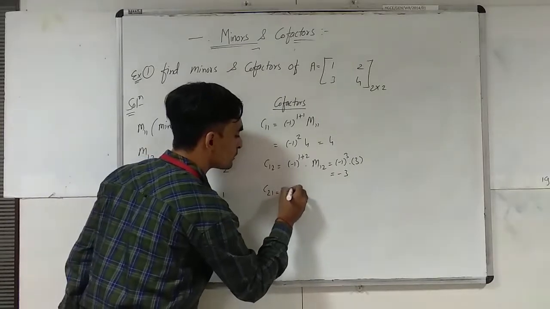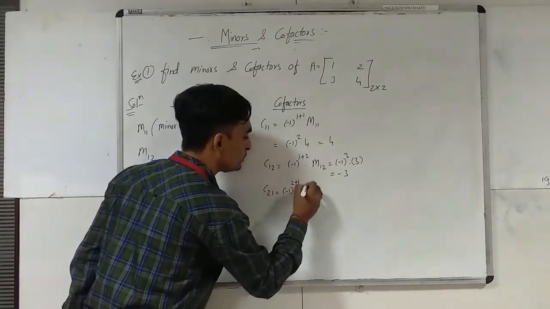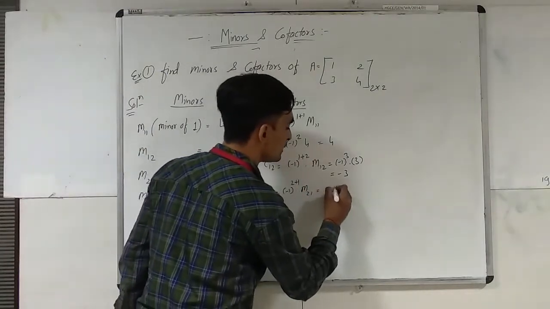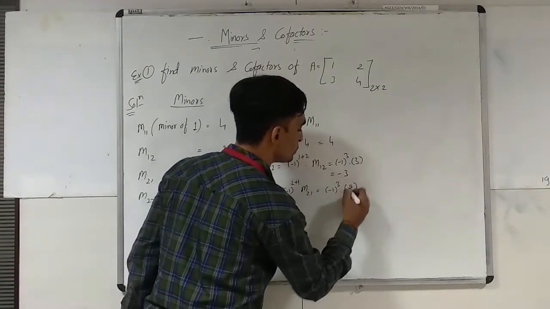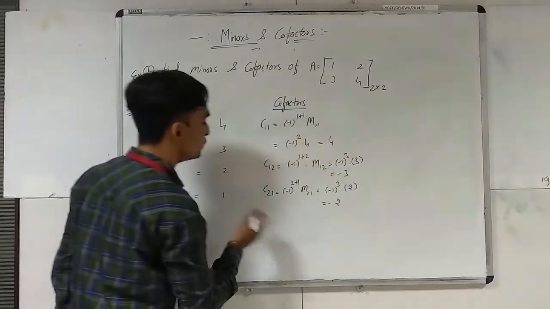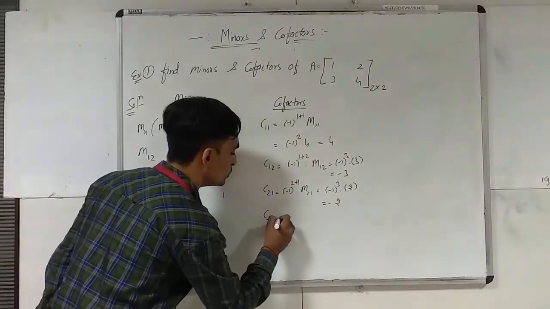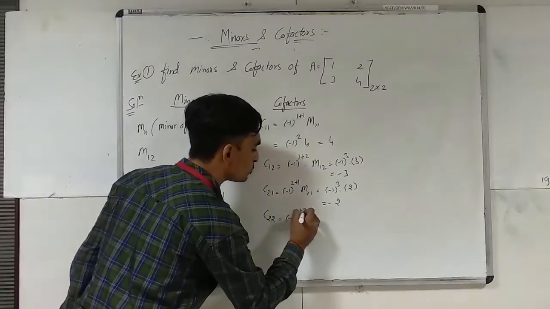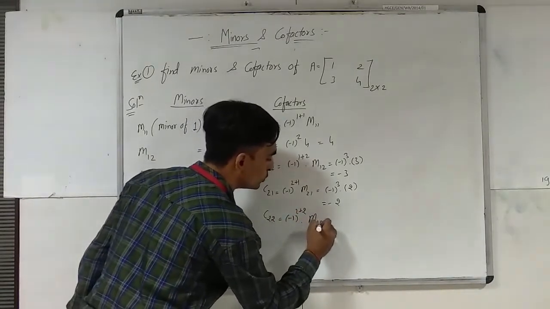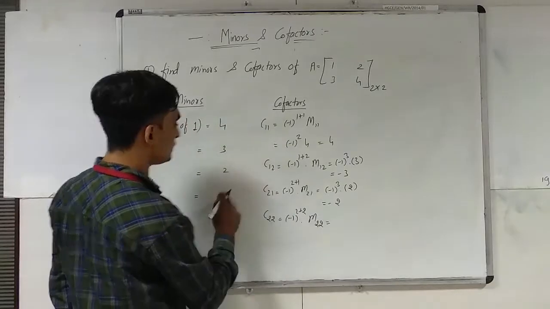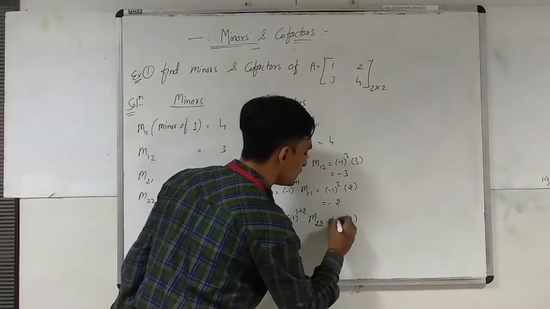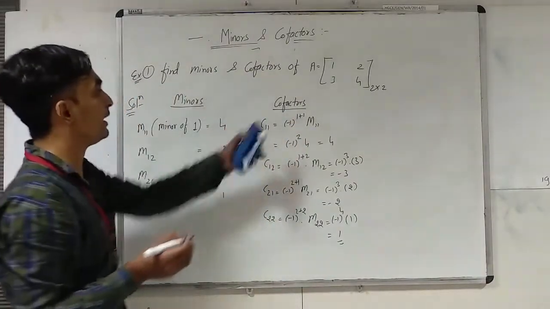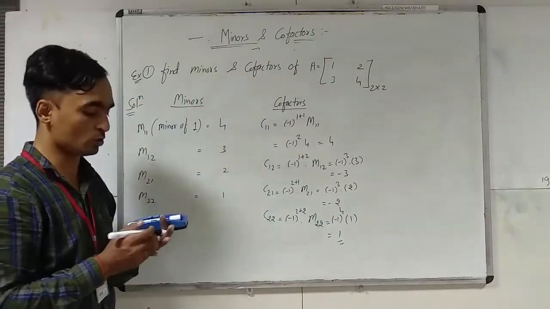C21 is minus 1 power 2 plus 1 into M21. M21 is 2, so it is again minus 1 power 3 into 2, so it is minus 2. C22 implies minus 1 power 2 plus 2 into M22. M22 is 1 into minus 1 power 4, so it is 1. This way you can find minors and cofactors of a 2 cross 2 matrix.